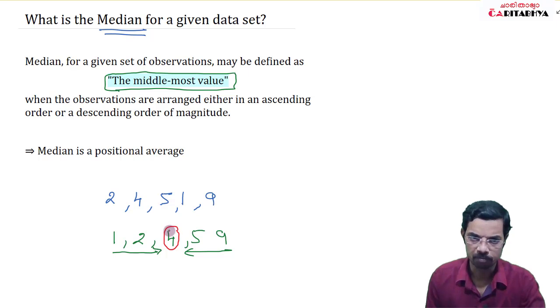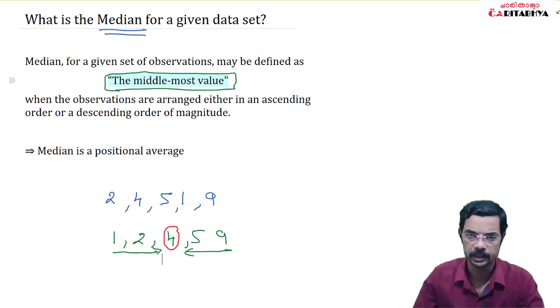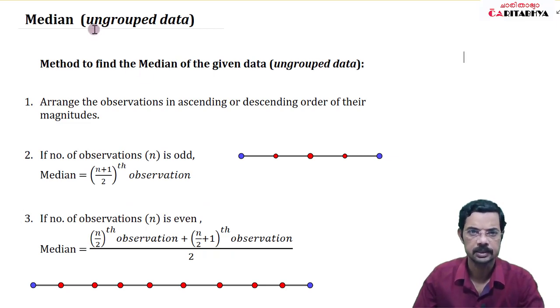But things are not so simple. Depending upon the data type or the grouping of data, we have different formulas for this particular concept which can be approached slowly. So let us move on to different data types. First is for ungrouped data. Let us understand how to find out the median for ungrouped data.